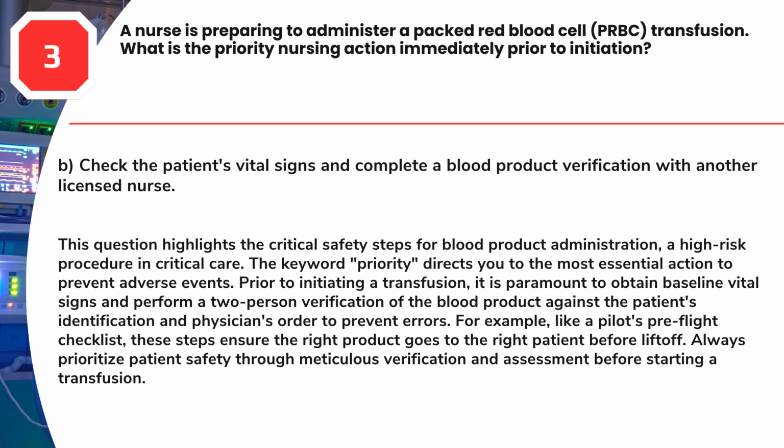This question highlights the critical safety steps for blood product administration, a high-risk procedure in critical care. The keyword priority directs you to the most essential action to prevent adverse events. Prior to initiating a transfusion, it is paramount to obtain baseline vital signs and perform a 2-person verification of the blood product against the patient's identification and physician's order to prevent errors. For example, like a pilot's pre-flight checklist, these steps ensure the right product goes to the right patient before liftoff. Always prioritize patient safety through meticulous verification and assessment before starting a transfusion.